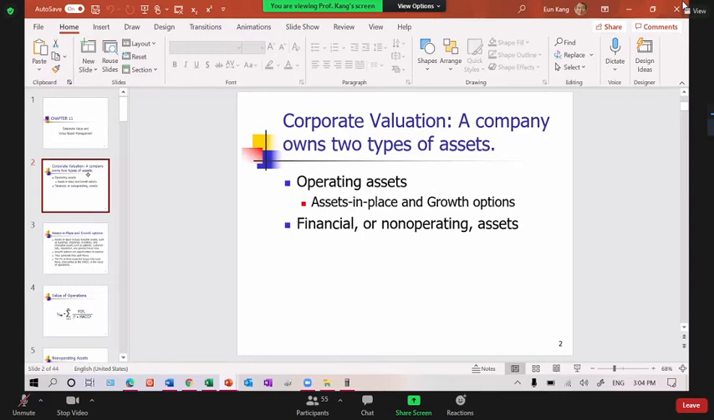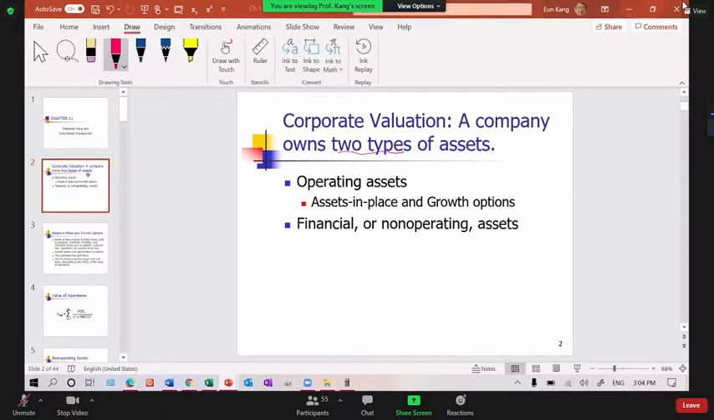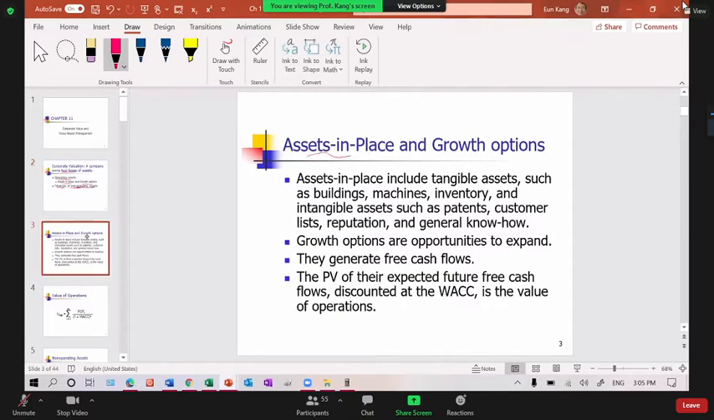Then when we talk about corporate value, the company has 2 types of assets. First is operating assets. So operating assets are basically what we've been talking about, right? Operating working capital. Assets that are directly related to operation. But financial or non-operating assets are not directly related to operation. The operating assets include assets in place and growth options. So assets in place includes tangible assets.